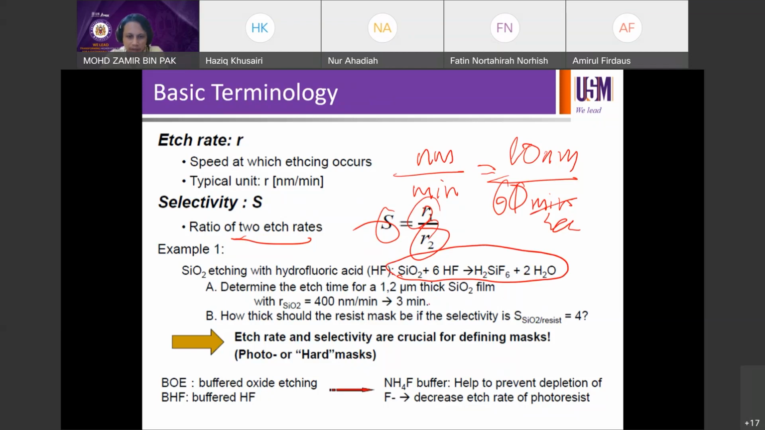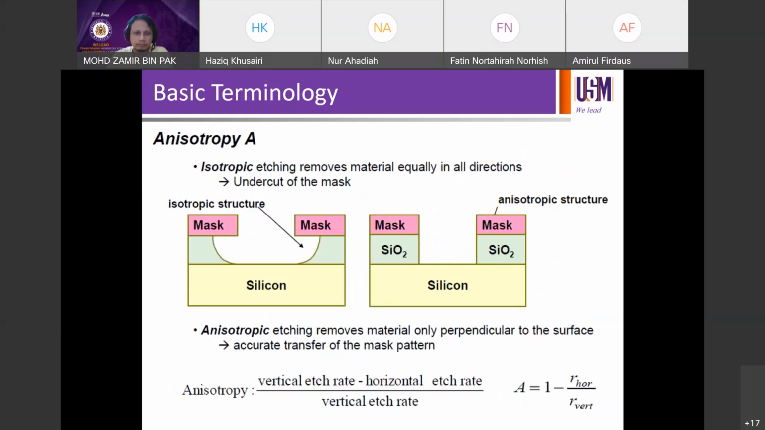Okay, determine the etch rate. You can check out yourself how thick of the resist mask. Etch rate and selectivity are crucial for defining the mask. Okay, so you need to know how thick your mask, what are the materials needed to be as your mask, and all stuff, right? Okay, exact example yang kita discuss tadi.